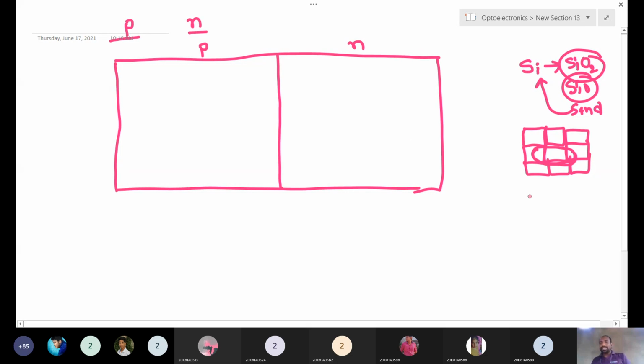In homes or in the market, we are seeing modules only. We are not seeing solar cells individually. These are arranged in a systematic manner.